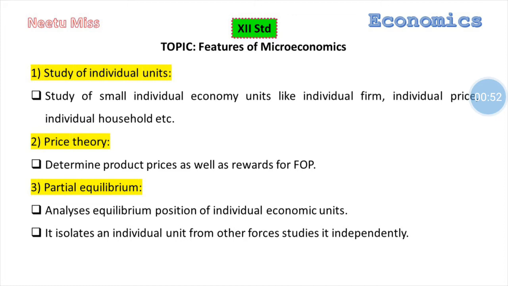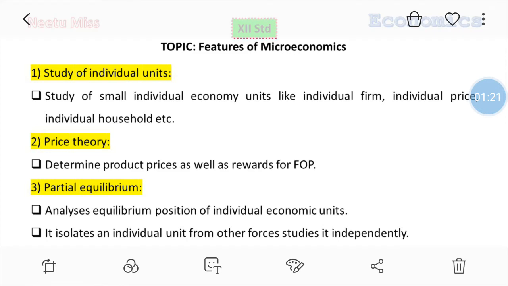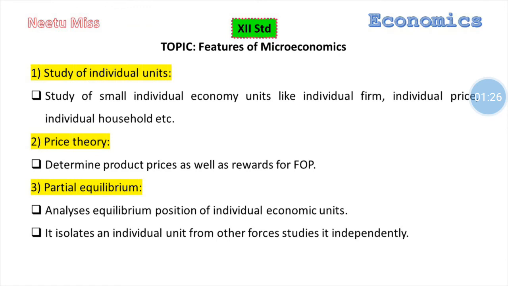Number one is study of individual unit. Microeconomics deals with the small, single and individual units of the economy, such as an individual firm, individual price, individual household, individual wages. So this is the first feature of microeconomics. In short, microeconomics deals with the small, single and individual units of the economy. Example, if we study only one particular product, such as a particular soap like Dettol, it means that we are doing a micro level study.